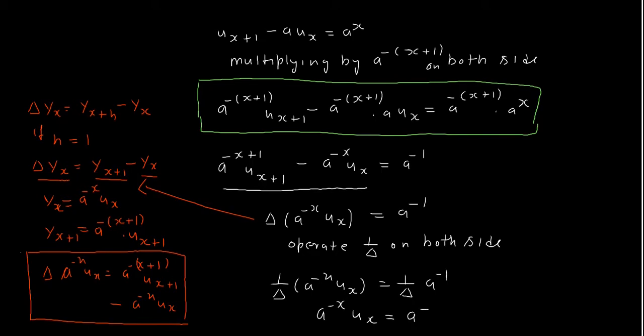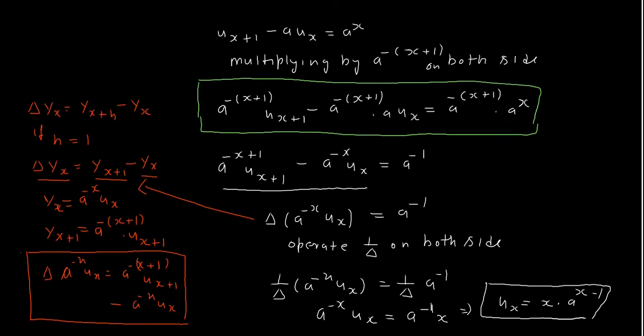A inverse x, the value of integration. So if we simplify this one, then what is the value of u(x)? The value of u(x) becomes e to the power minus x, u(x) equals a inverse x, then u(x) equals x into a to the power x minus 1. So this one is the value of u(x).